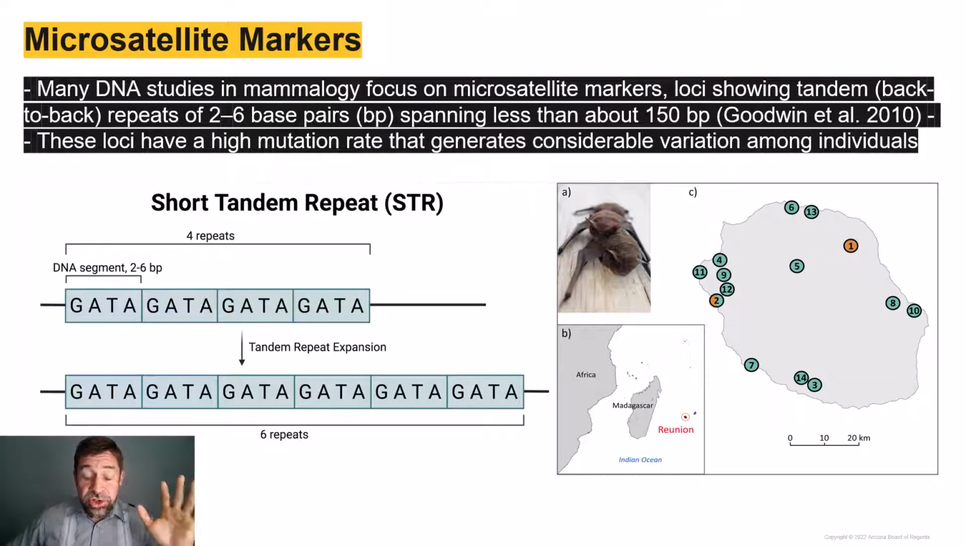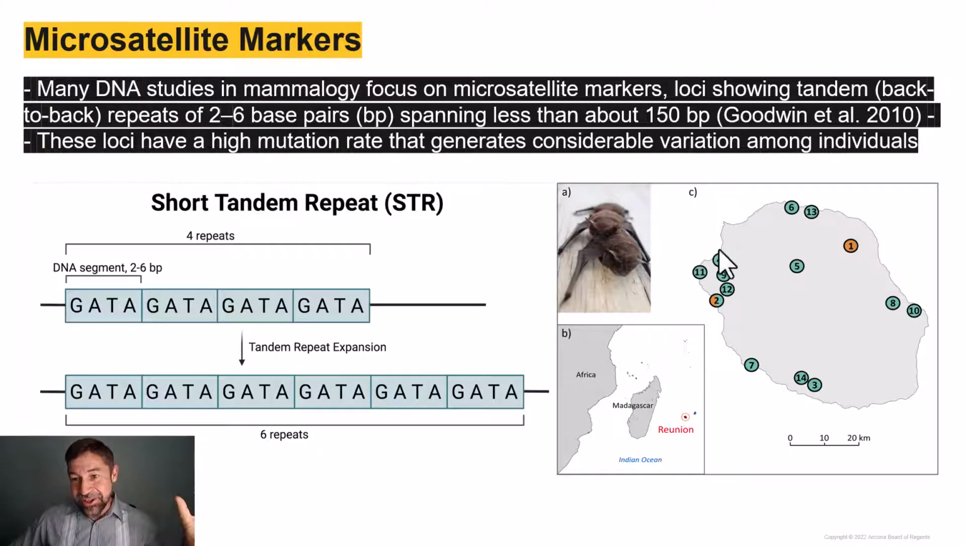Many molecular studies in mammalogy are going to focus on microsatellite markers, which are loci, remember loci are positions on chromosomes, that show back-to-back repeats of about 2 to 6 base pairs. So, for example, here's an individual. Maybe it's a bat from Reunion Island.